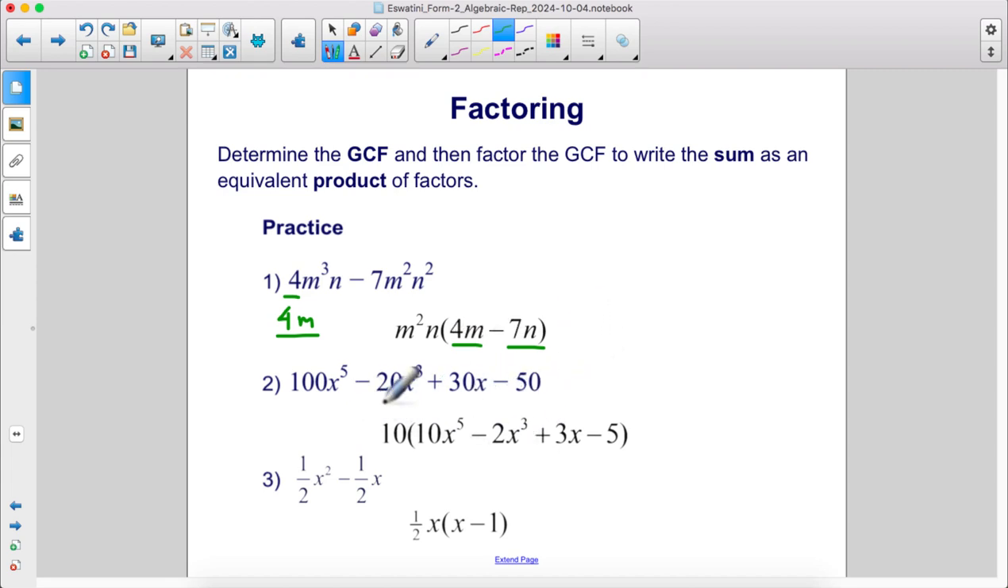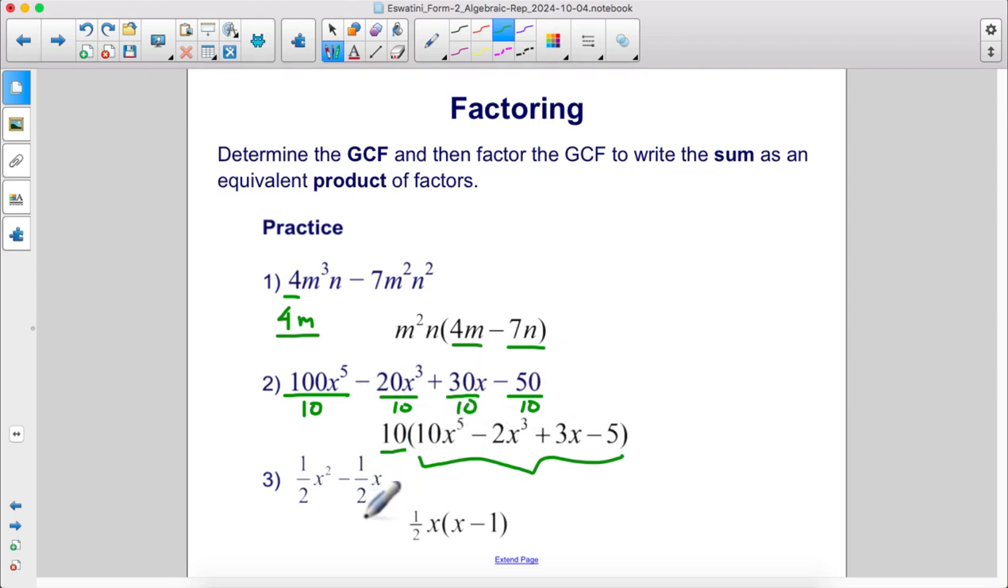The greatest common factor here is just 10, because see, there's no x in this last term, but each of these coefficients is divisible by 10. So we're going to factor out the 10. So basically that just means we're dividing each of these terms by 10 and writing that answer right here. So 100x to the 5th divided by 10 is 10x to the 5th, and so on.